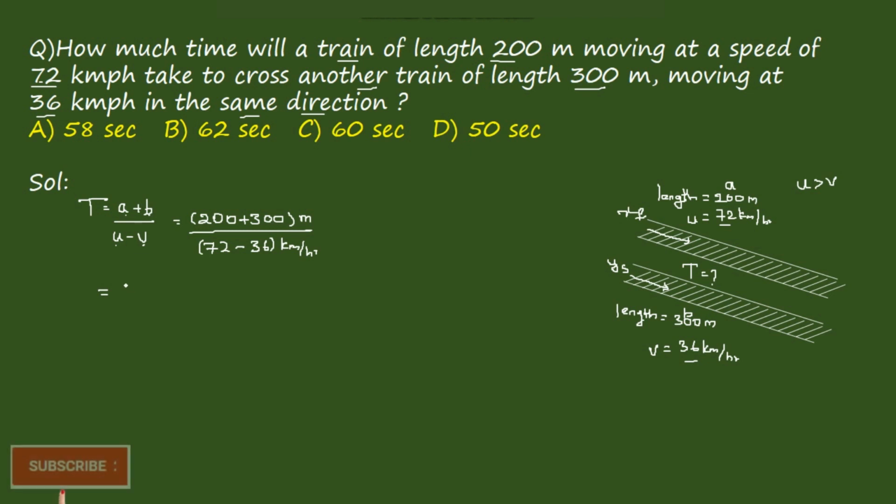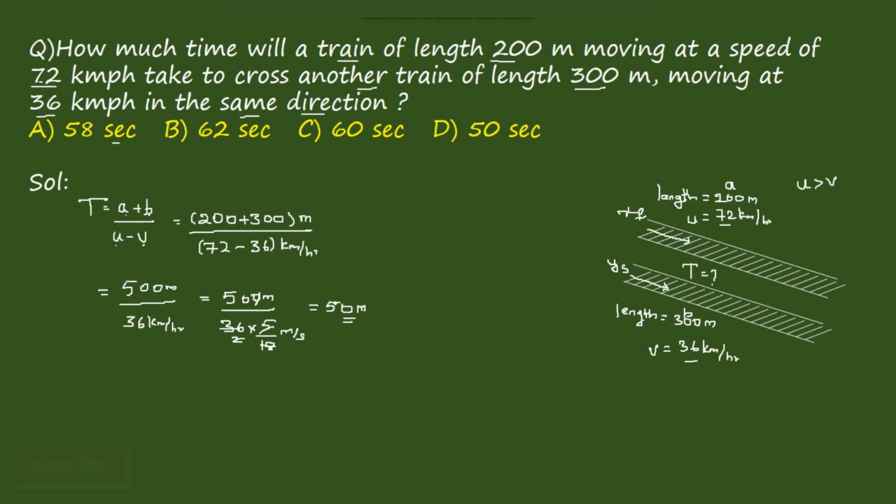Then we get it as 500 meters by, it becomes 72 minus 36, it becomes again 36 kilometers per hour, right? But the answer is in seconds, so we are converting this one into meters per second. It becomes 500 meters by 36 into 5 by 18 meters per second, right? So 1's it goes by 2's it becomes 10, so 0 goes, it becomes 50 meters.